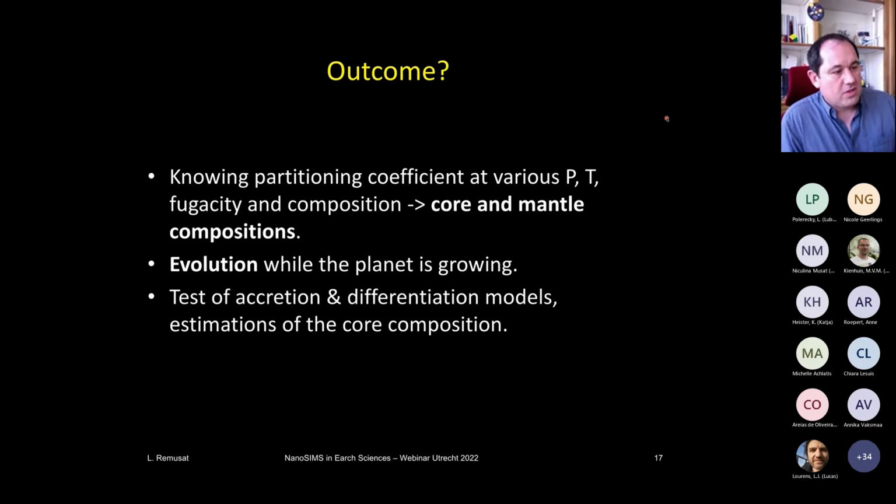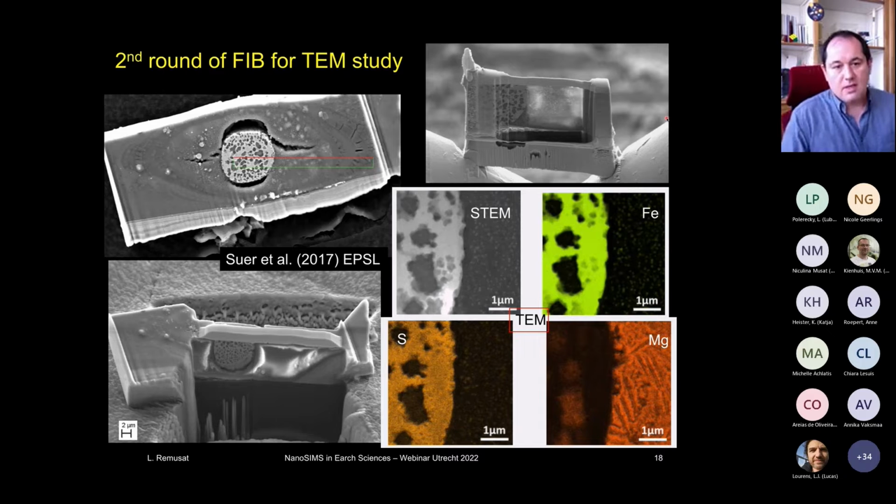We can go a little bit further, but I will be very quick on this one. This is the sample after the SIMS analysis, and we can do several rounds of cross-section using the FIB, and then go to the TEM to have a very sharp characterization of the mineralogy and the structure of the different phases. And so we can go to a scale down to the nanometer. But there we cannot make new NanoSIMS measurements because the samples are getting very, very small, and we are facing the limitation of the technique.